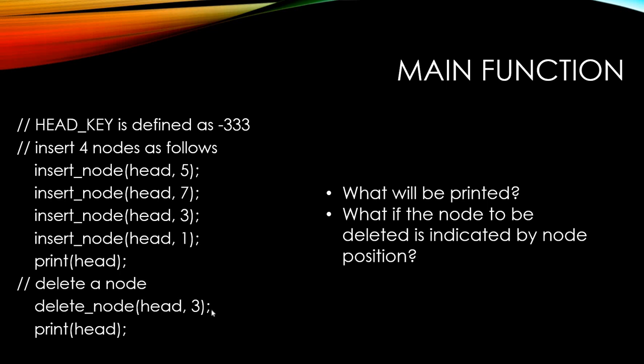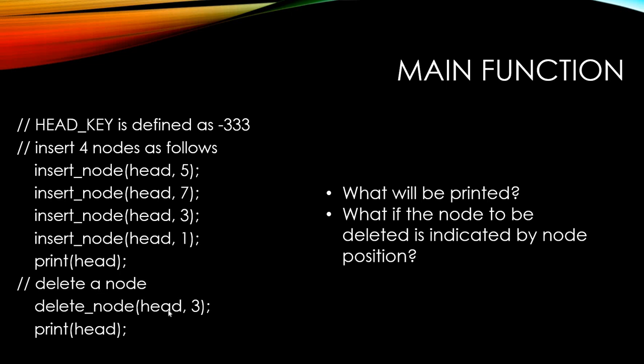Okay, so this is an example where we are just deleting the variable 3, right? Can you tell me what should be printed in this case? Give a thought to it. What should be printed if 3 is deleted from this linked list after all these have been already inserted? And also think about this: what if the node to be deleted is indicated by the node position?